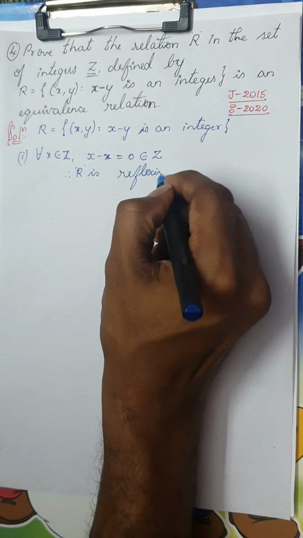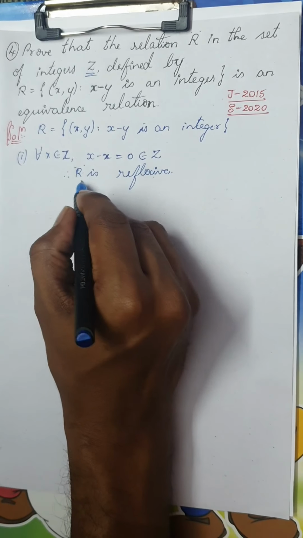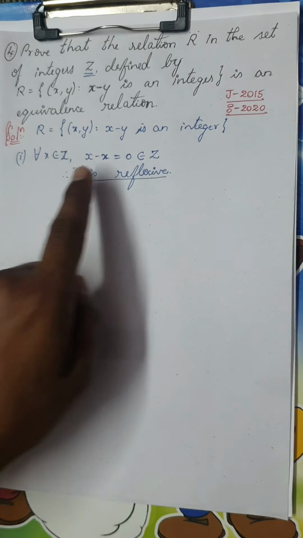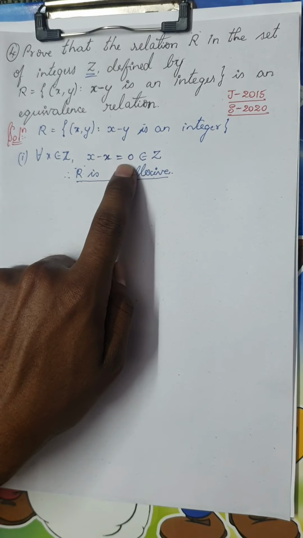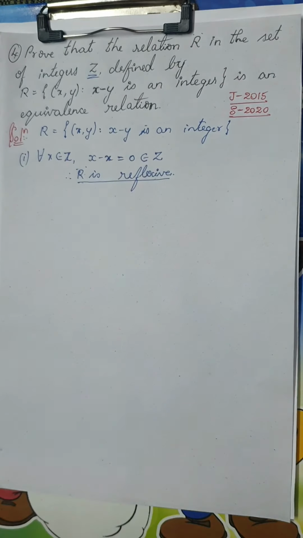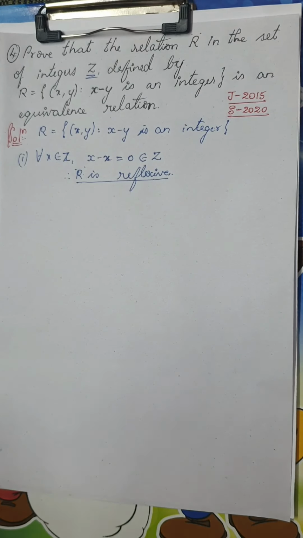Very easy proofs. Okay, it doesn't take much time for you to write this. So R is reflexive because if you take any element, that element minus the element itself will give you 0. 0 definitely is an integer. It belongs to R. Okay, therefore it is reflexive.